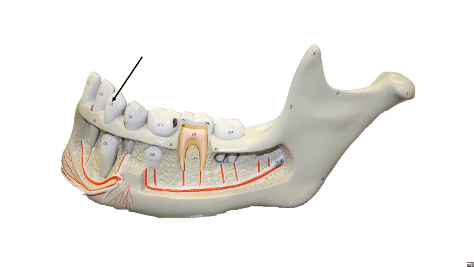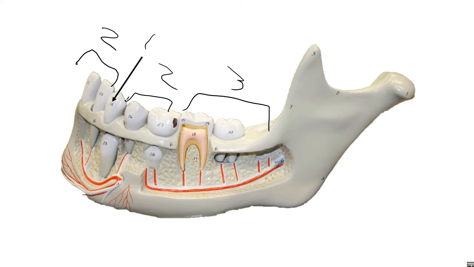So this is the model that I could use to show you the different types of teeth. Remember we said when we're looking at the different types of teeth, I told you guys that we have 2, 1, 2, 3. We have 2 incisors.